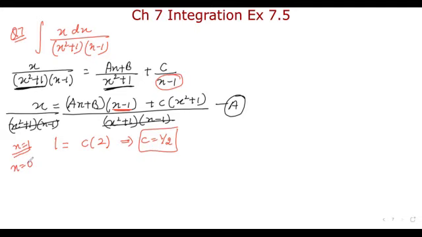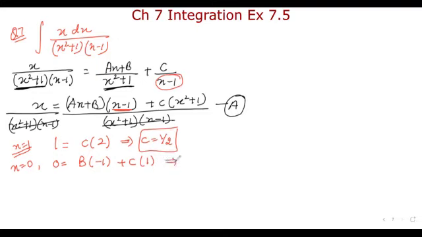And we will try to keep the easiest values. Suppose x is equals to 0, most easiest form of value. If I put x is equals to 0, this is 0. If I put x is equals to 0 here, so it will be a into 0 means 0 plus b into 0 minus 1, that means minus 1, plus c into 0 plus 1 means 1.